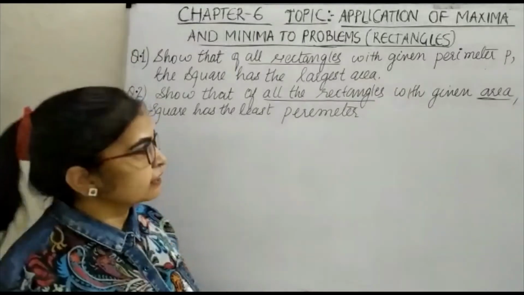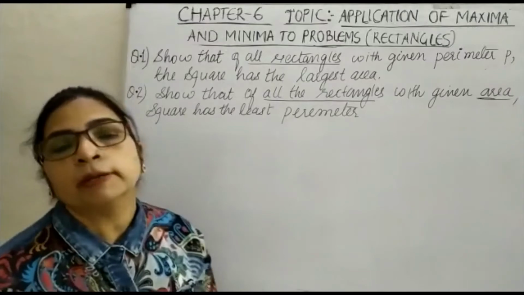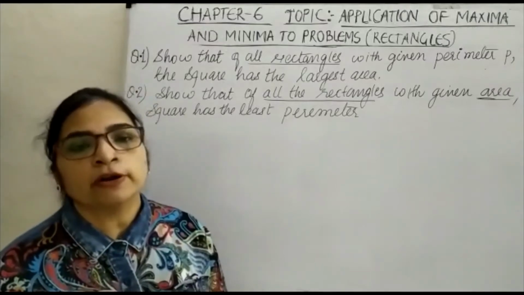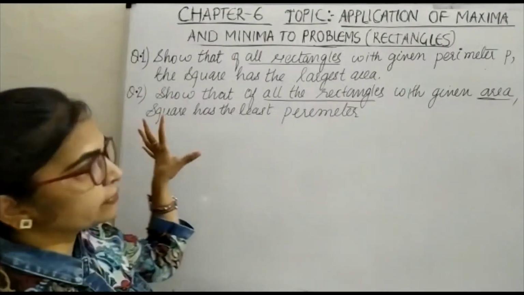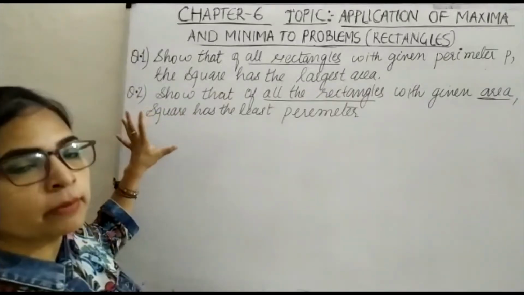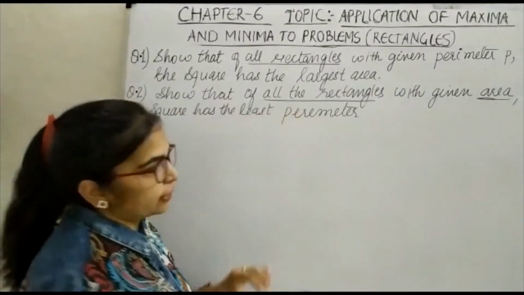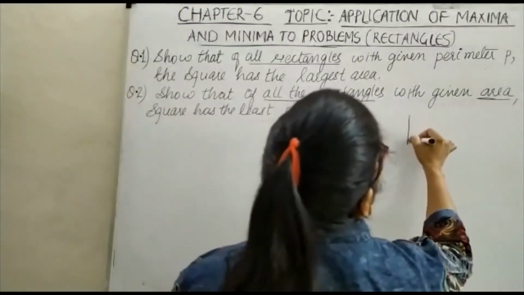Welcome to chapter 6. Today we are going to discuss the maxima and minima on questions based upon rectangles. For this we have taken here two questions. We'll start our discussion from question number 2. Our question number 2 is show that of all the rectangles, we'll make one rectangle here.